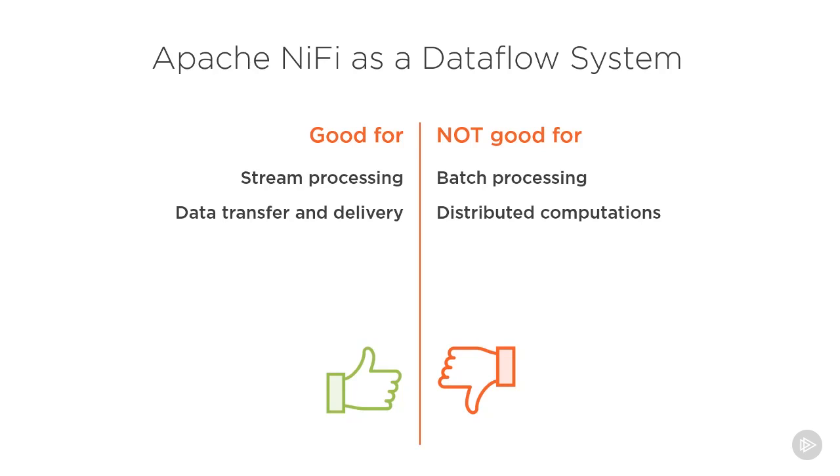For example, a NiFi cluster doesn't scale computation. NiFi runs the same on every node in the cluster, and it's the data that's being divided up. That means Apache NiFi was actually made for processing data streams, and as a tool for transferring and delivering data. In data literacy terms, you could also say it's good at handling data in motion.